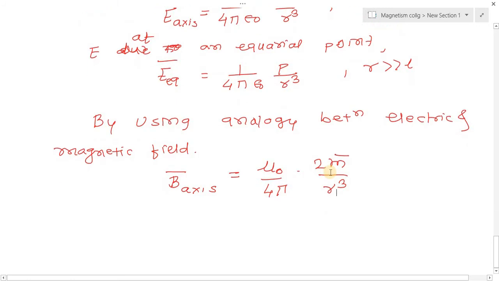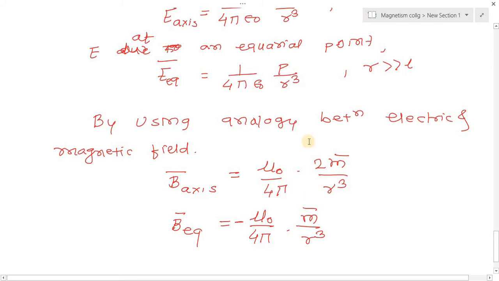Similarly, by using analogy, we write the equation for B equator, the magnetic field at an equatorial point: negative mu 0 upon 4 pi into M bar upon r cube. So this is the formula for magnetic field at the equator and magnetic field at the axis. Now, the magnetic field at the equator is negative. The negative sign shows that the direction of B equator is opposite to M bar.